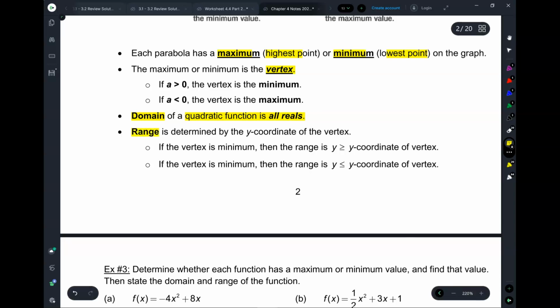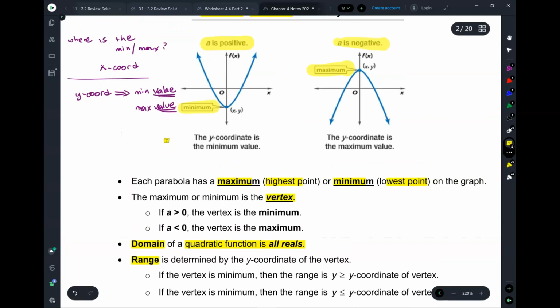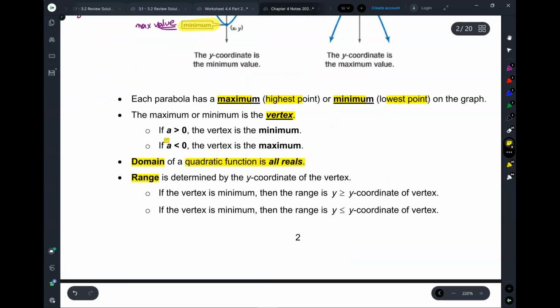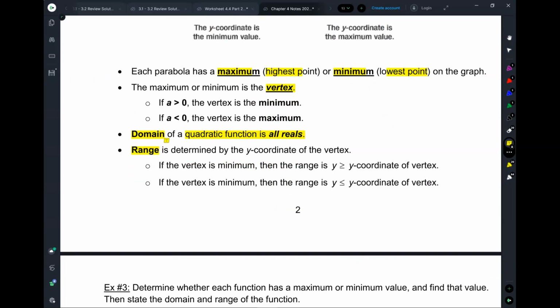Range is connected to the vertex, the y value of the vertex, because the range is either starting at the vertex going up or starting at the vertex going down. So it's either y is greater than the minimum value, or y is less than the maximum value. Oh, here it says minimum. Okay, go ahead and fix it. One of them is a maximum. Which one should be a maximum? Top or bottom? Bottom.